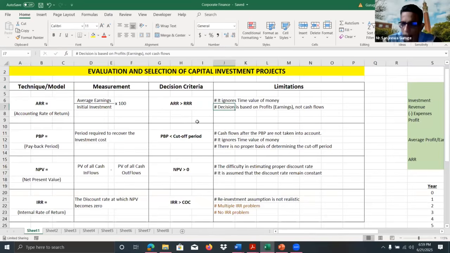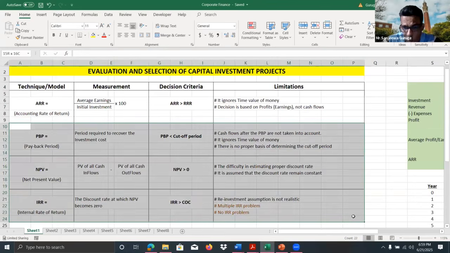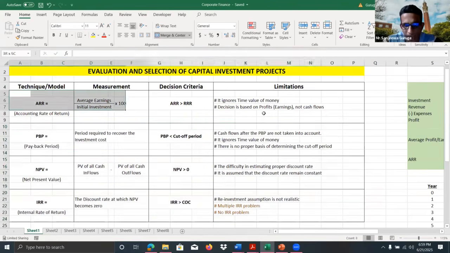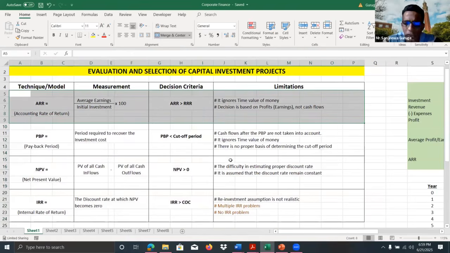But one key principle that we should consider in the evaluation of capital investment decisions is that it should be based on cash flows. And that's why these other techniques use cash flows, right? NPV, IRR, payback, all these techniques use cash flows to evaluate a project. But ARR is a very simple technique with serious limitations.